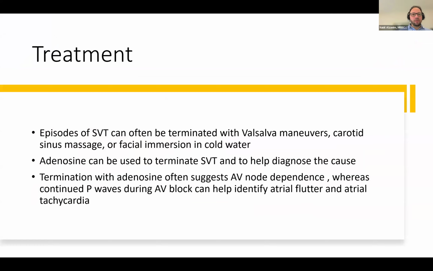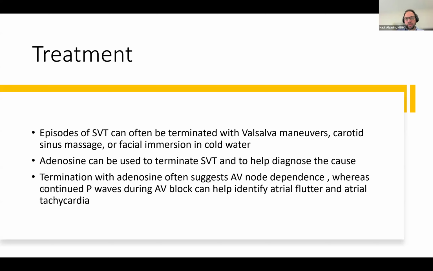Treatment of SVT is often terminated by Valsalva maneuver or carotid sinus massage. You would avoid carotid sinus massage in the elderly, because sometimes they have atherosclerosis, and some studies showed there is some risk of stroke. So the vagal or Valsalva maneuver is first-line therapy to restore sinus rhythm. You try with that, and if it doesn't improve, then we go to the next step.